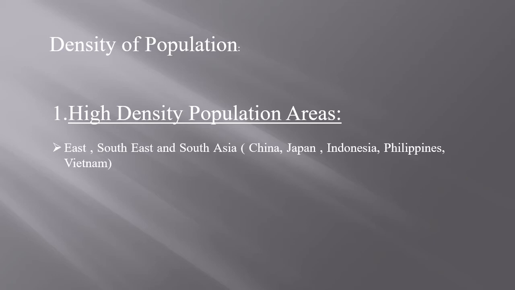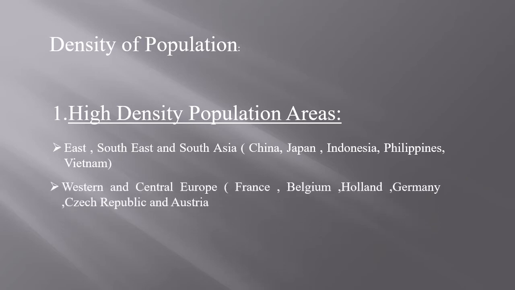East, Southeast and South Asia. In this area, countries like China, Japan, Indonesia, Philippines, Vietnam, India, Pakistan and Bangladesh are very densely populated. Fertile river valleys and moderate climate of coastal areas are the main reasons of high density.